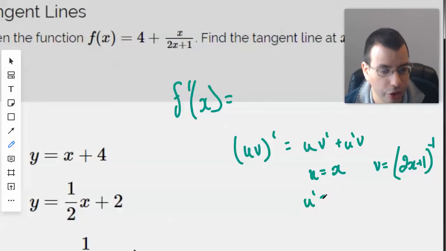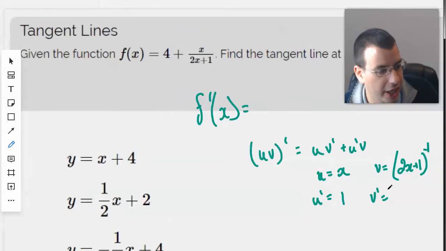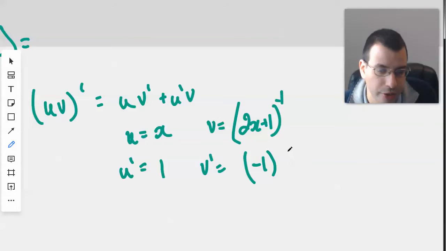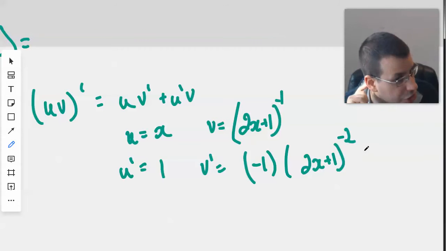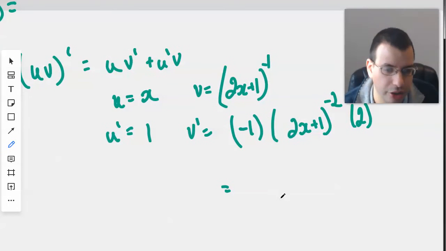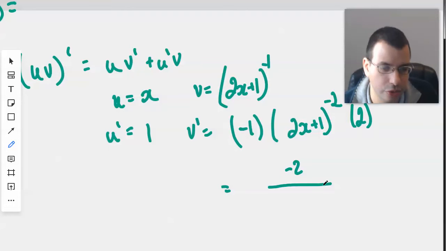So for u', we have 1, and v prime, we have, all right, chain rule time. So we'll take the negative 1 down, multiply that by 2x plus 1 to the negative 2, then multiply by the interior for the chain rule, which will be 2. And I'll rewrite this again just so it's a little bit clearer. We have negative 2 over 2x plus 1 squared. Okay.